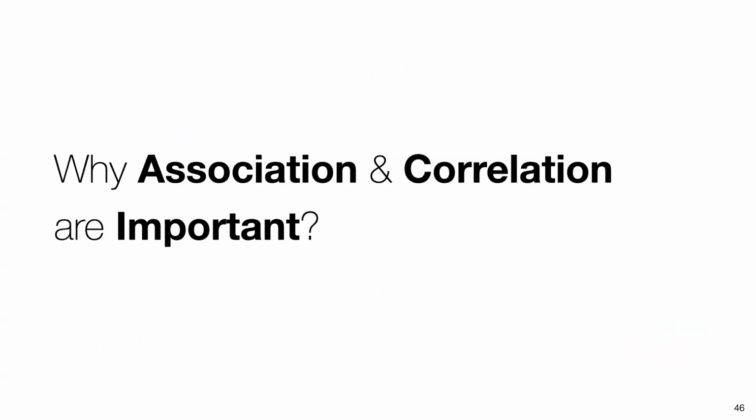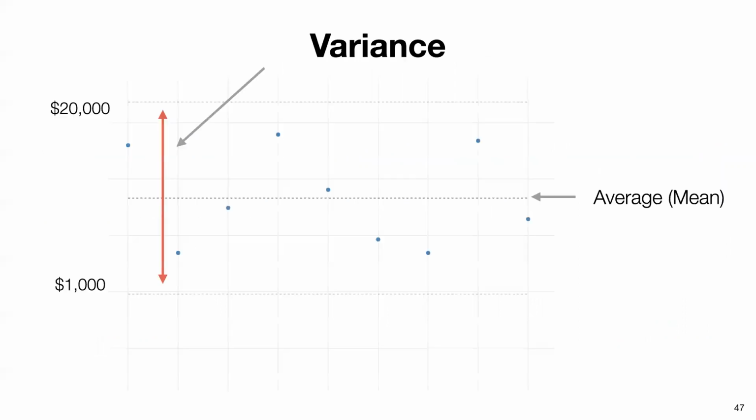So why are association and correlation important? It's kind of a dumb question because I already answered that: what makes a variance? But let me revisit it again. The data has a variance, between like $1,000 and $20,000, depending on the employee. There are a lot of differences. So there's a problem, because we don't know the monthly income of this company. When you join this company, you have no idea whether you might be getting paid $1,000 or $20,000.